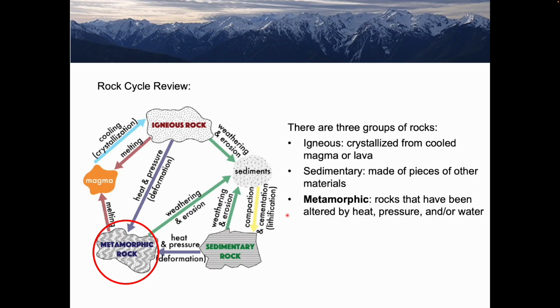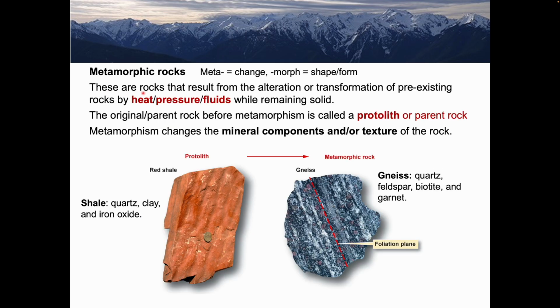Remember, there are 3 groups of rocks: igneous, sedimentary, and metamorphic. Igneous rocks are crystallized from cooled magma or lava. Sedimentary rocks are made of pieces of other materials. And finally, metamorphic rocks are other types of rocks that have been altered by heat, pressure, and/or water to create something new. So metamorphic rocks are rocks that result from the alteration or transformation of pre-existing rocks by heat and pressure and/or fluids while remaining solid.